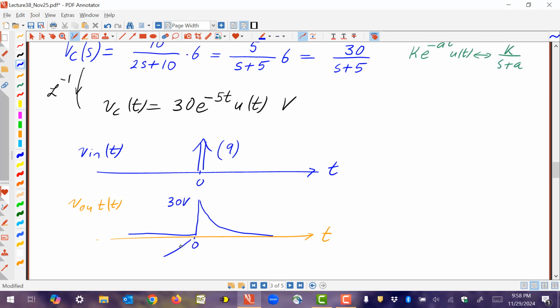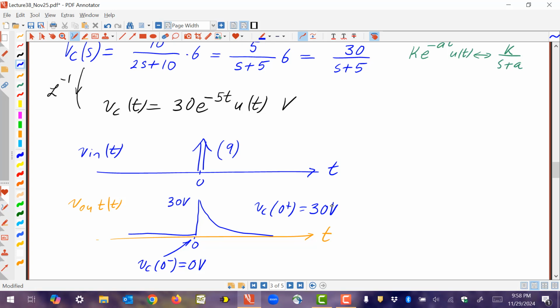But the important thing to understand is that the initial condition, right before the delta function was applied, the capacitor voltage was 0, whereas VC of 0 plus, right after the delta function, jumped instantaneously to 30 volts. And the only way to change capacitor voltage instantaneously is by the presence of an impulse, right? If you have any other function, like a step function, a ramp function, a sinusoid, the capacitor voltage cannot change instantaneously. So whatever your initial condition is, VC of 0 minus, VC of 0 plus has got to be the same. But if you have an impulse in your circuit, like in this case, the capacitor voltage may jump instantaneously.